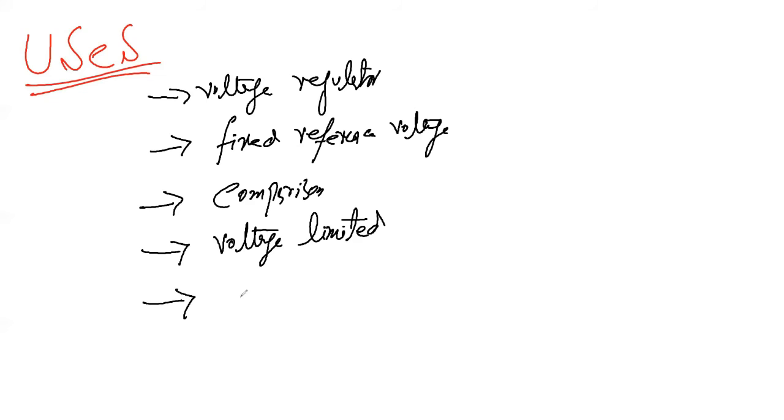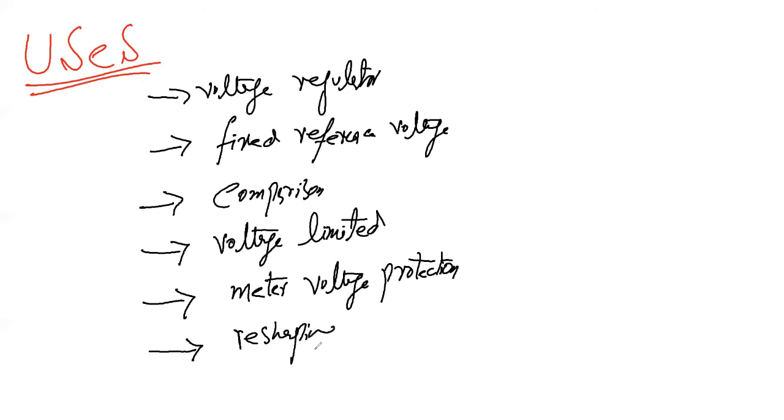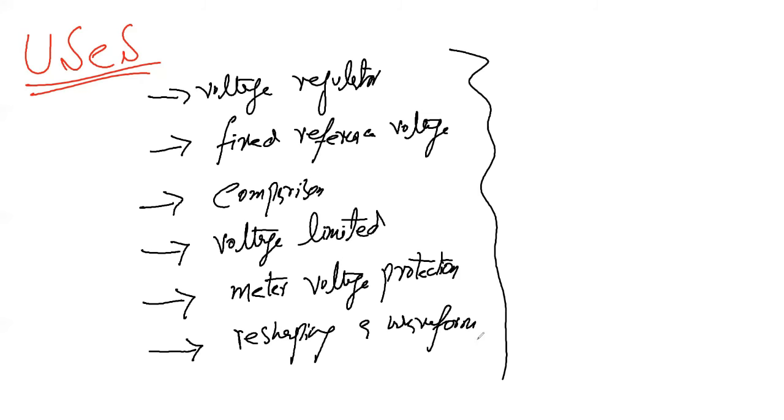You can use Zener diode for meter voltage protection. If you want to protect any meter against high voltage, you will use a Zener diode in parallel to that meter. Then your Zener diode will maintain a constant specific voltage across that meter. You can also use Zener diode for reshaping a waveform. So in all, these are the applications of Zener diode.